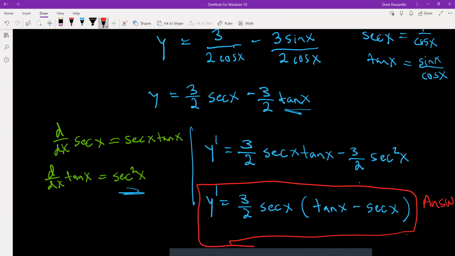All right, so that's where I'll stop it. This is the end of this section. The next section is going to be dealing with the chain rule.